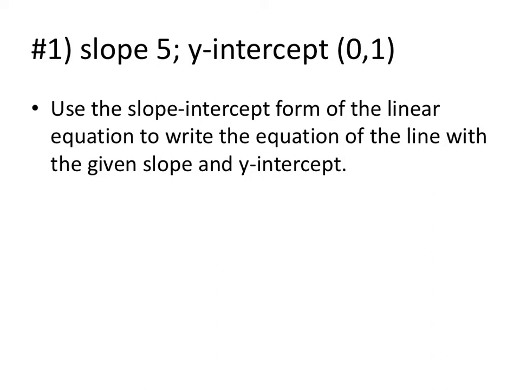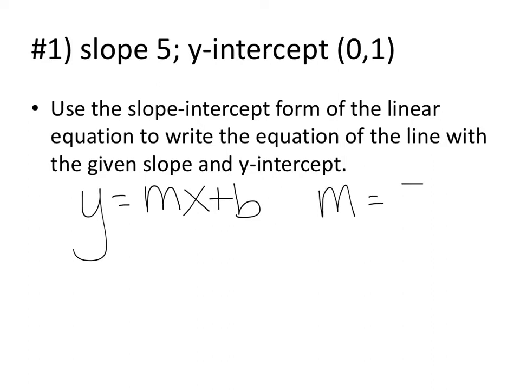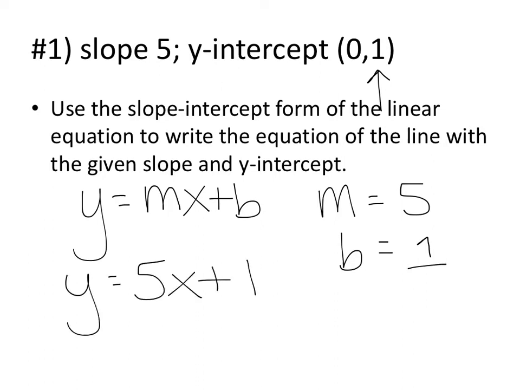Use the slope-intercept form of the linear equation to write the equation of a line with the given slope and y-intercept. So remember, slope-intercept form is y equals mx plus b, where m is your slope, so we know that's 5, and b is the y value of the y-intercept. So if I have m and b, I can just plug it in. y equals 5x plus 1. And that's your answer.